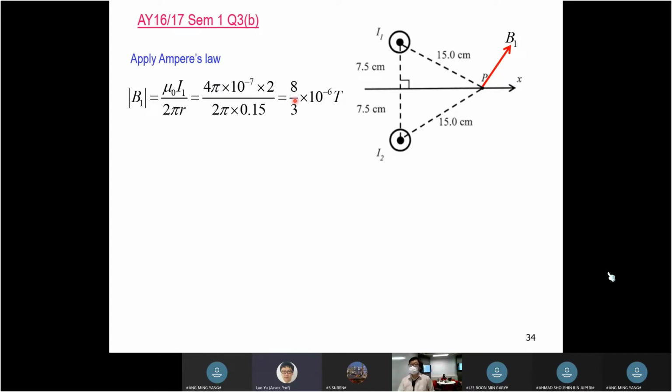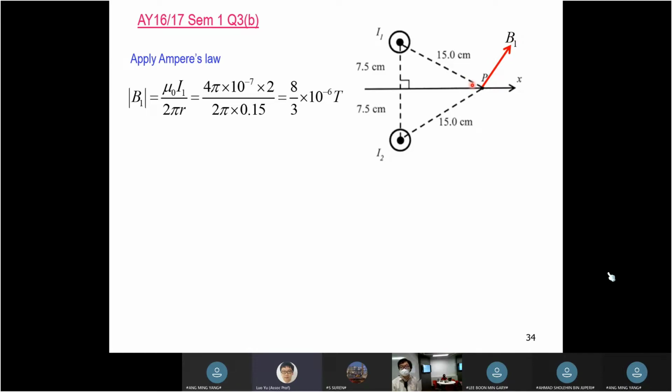In this case, it should point up when we apply our right hand, with our thumb pointing out of the page. Then the magnetic field should be in the counterclockwise direction. It should be perpendicular to this radius, so it can only be along the top right direction.